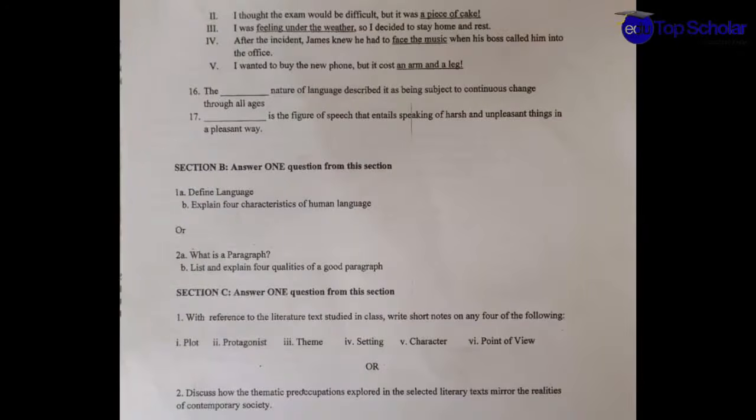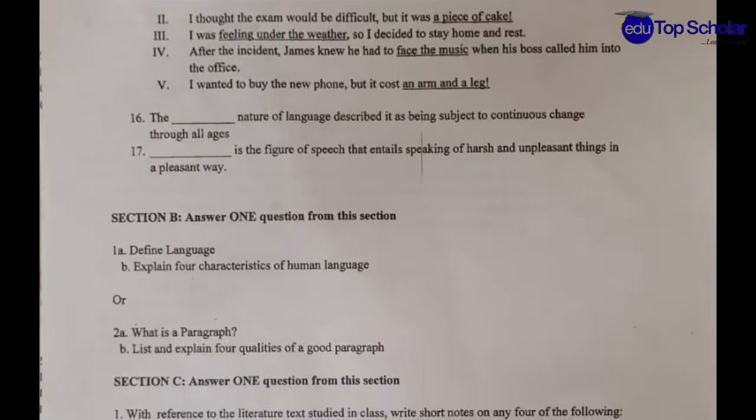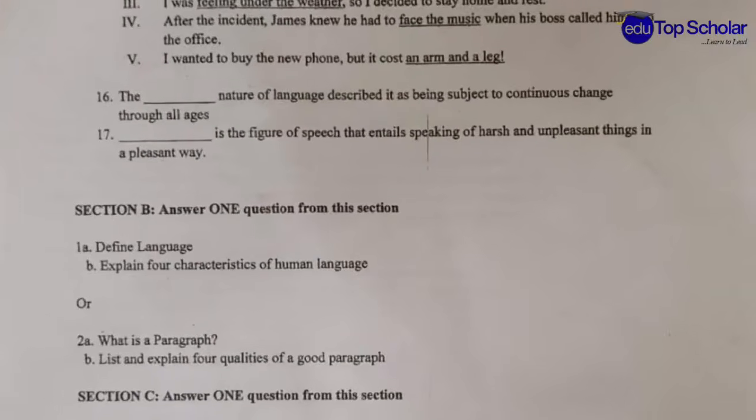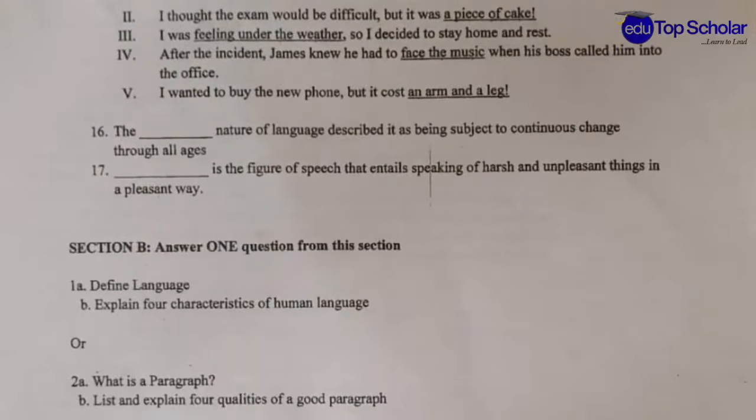Number 2, look at this one too. I thought the exam would be difficult, but it was a piece of cake. Now, look at the sentence. The sentence already suggests the meaning of that idiom. So I want you to suggest the answer to that one. Even without me telling you, you should be able to understand it. What does it mean now? A piece of cake. Look at the first part of the sentence. I thought it would be difficult, but it turned out to be a piece of cake.